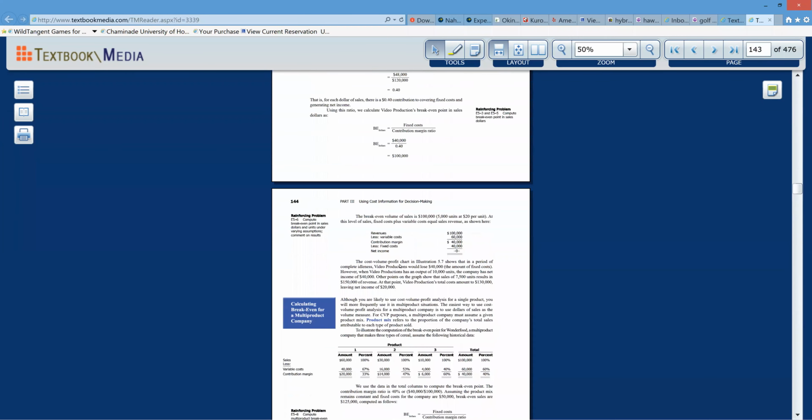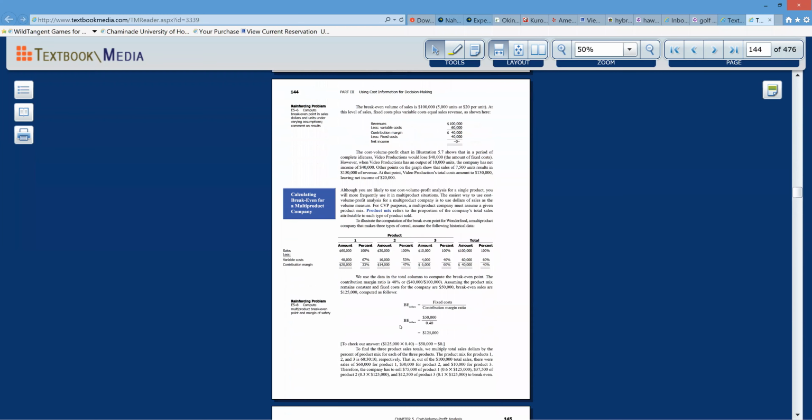Okay, so we'll practice calculating break-even points in units and in dollars when we do the homework. So go ahead and make an attempt to do that homework.